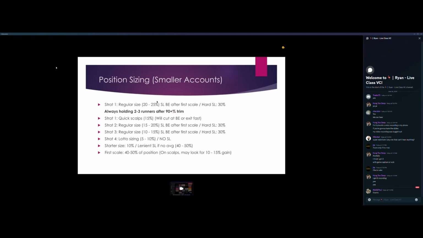1,000, this would drop to like 5-10% max, you know? And then quick scalps, 15%. That'll maybe be 1 or 2 cons if they're cheaper, usually towards the end of the day. And then regular size for these.